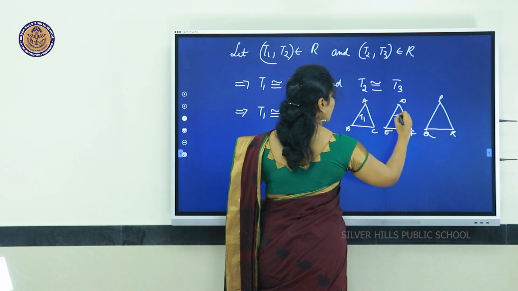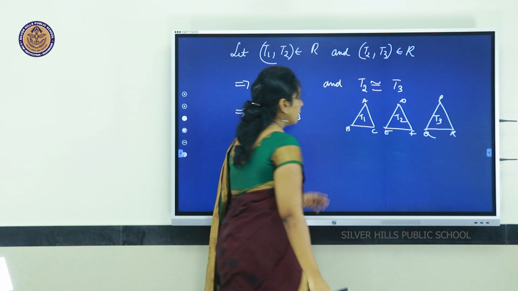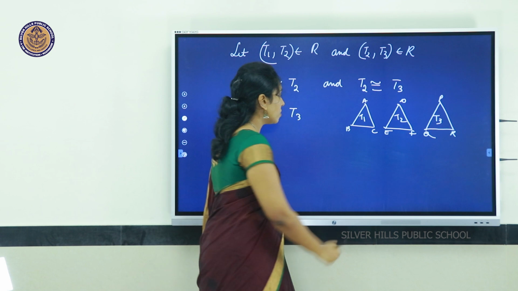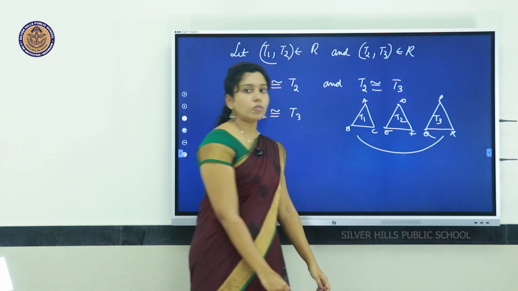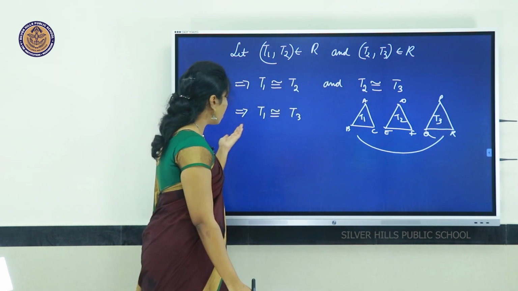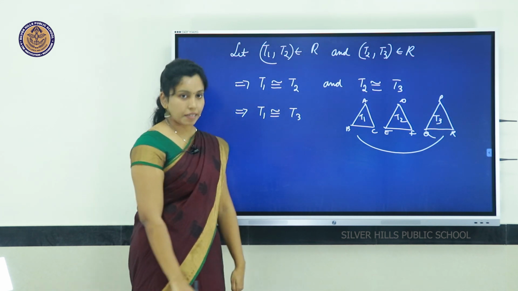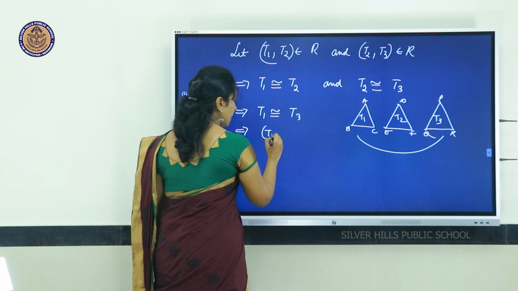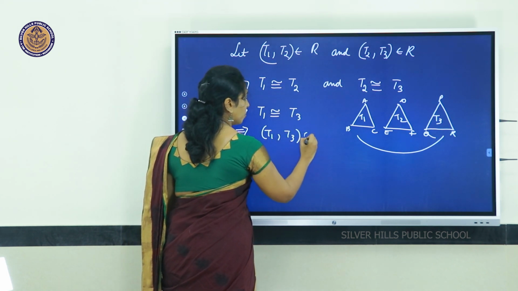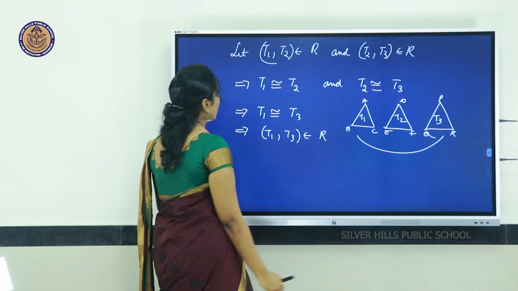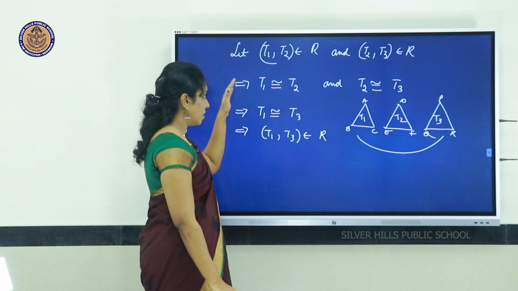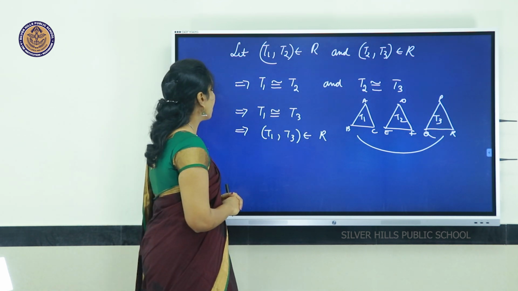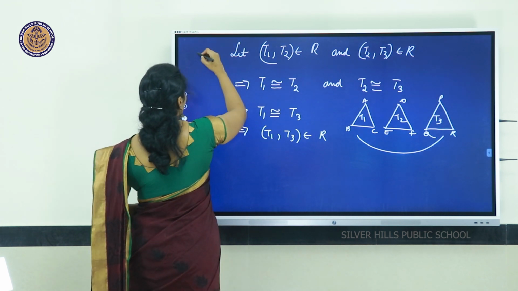Let it be T1, T2, T3. T1 is congruent to T2. T2 is congruent to T3. That is the same as saying T1 is congruent to T3. That's true. So that's what I wrote here. T1 is congruent to T3. And what is the meaning of that? It implies T1, T3 belongs to the relation. So we proved the third property, that is transitive.